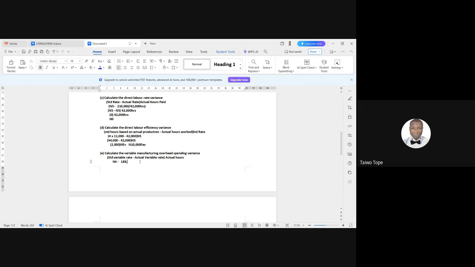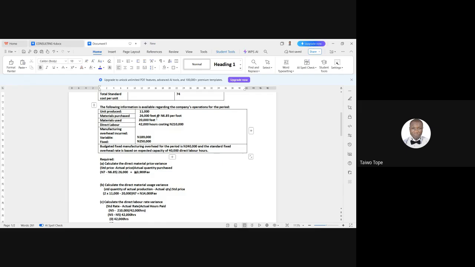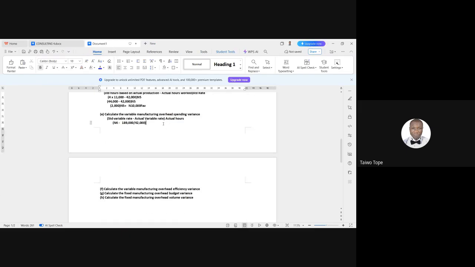So 189,000 divided by 42,000 hours, and this will be weighted by the actual hours, which is 42,000 hours. So when you simplify this, you have 4 naira minus 189,000 divided by 42,000. The result will be what?